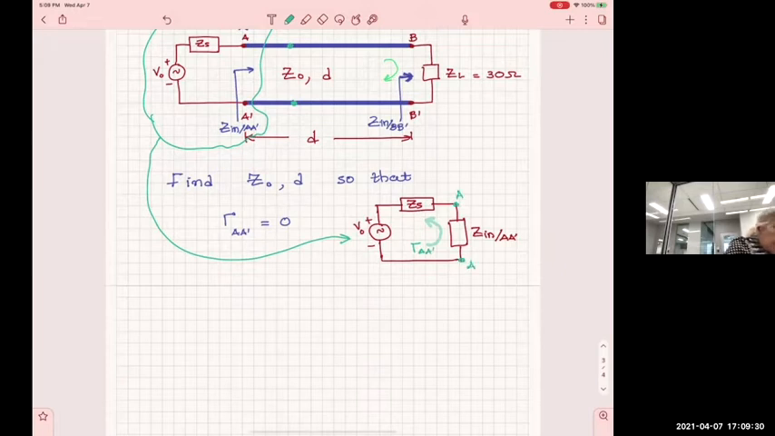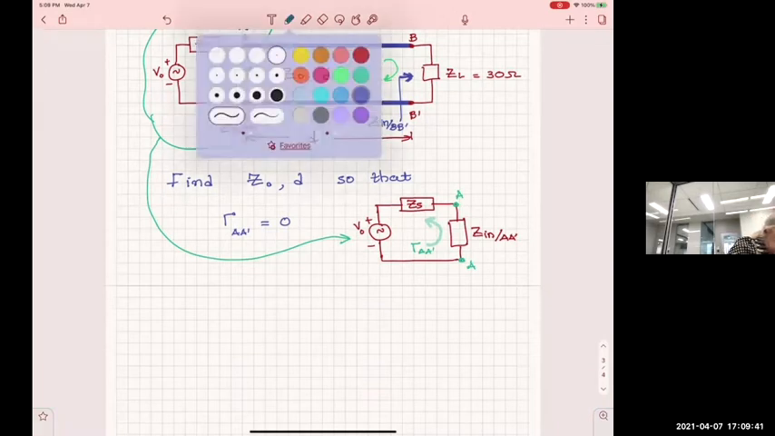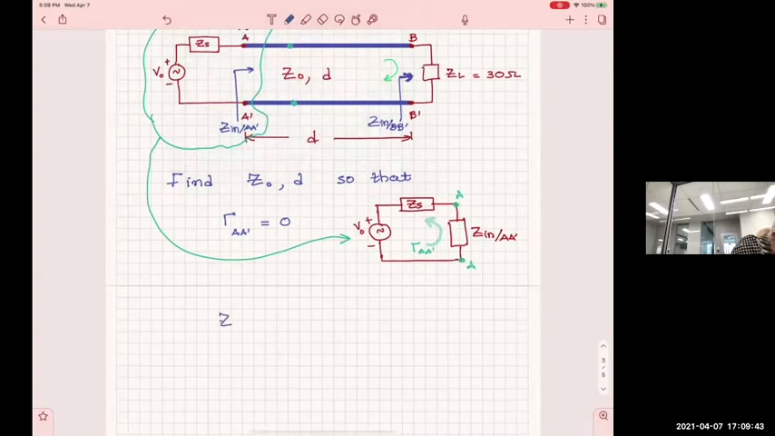But instead of a characteristic impedance, I will have ZS. Because the characteristic impedance is gone, I don't see a line anymore. I see Z input. So practically, what I will have is that gamma at A prime is now going to be what I see here, Z in.